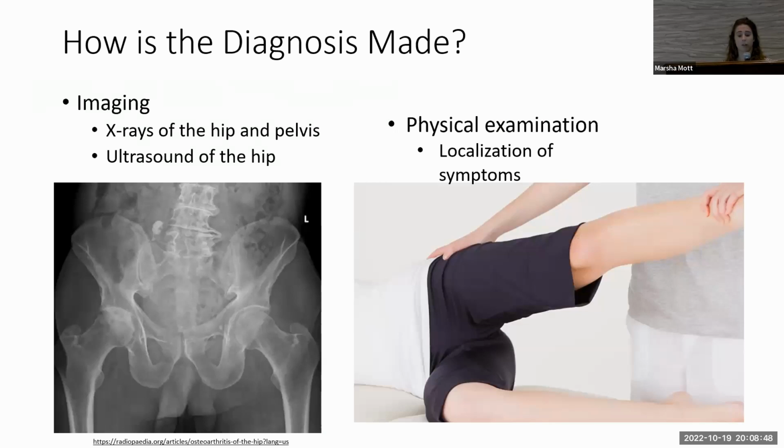So how is the diagnosis made? When I have patients that come to see me with hip pain, sometimes it can be like jumping into a black box. Where is this hip pain coming from? I usually do start with x-rays, and we get pictures of the pelvis. Over here is the hip joint.